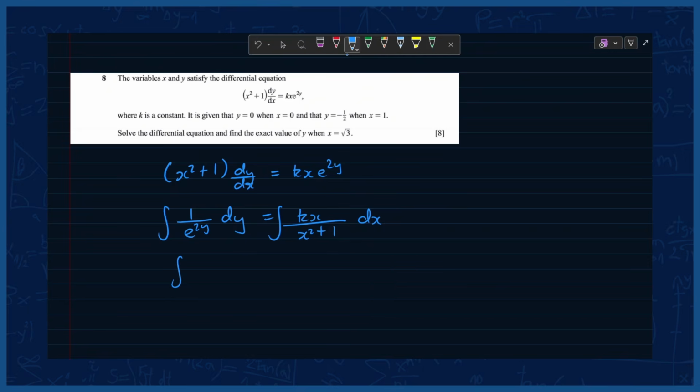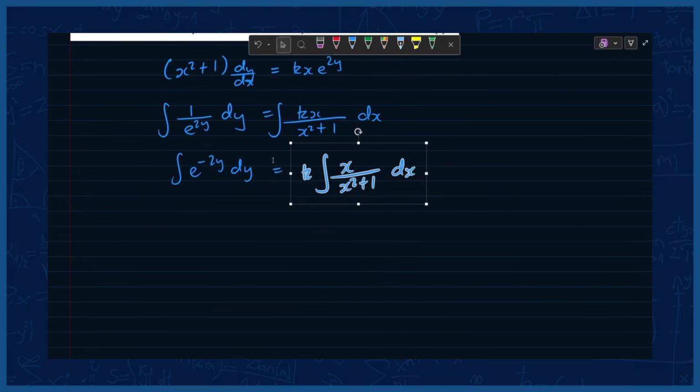So I'm integrating e to the negative 2y dy, and I've just moved that up, right, and changed the power to become negative, laws of indices. And then here, I'm still pretty convinced that it's called the method of recognition, but I'm not sure what the technical term for this is called, but we'll explain this when we get there.